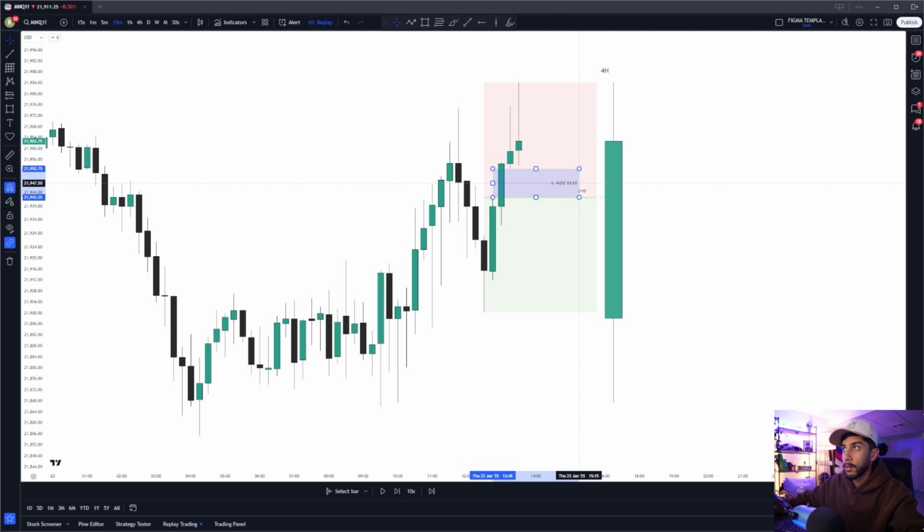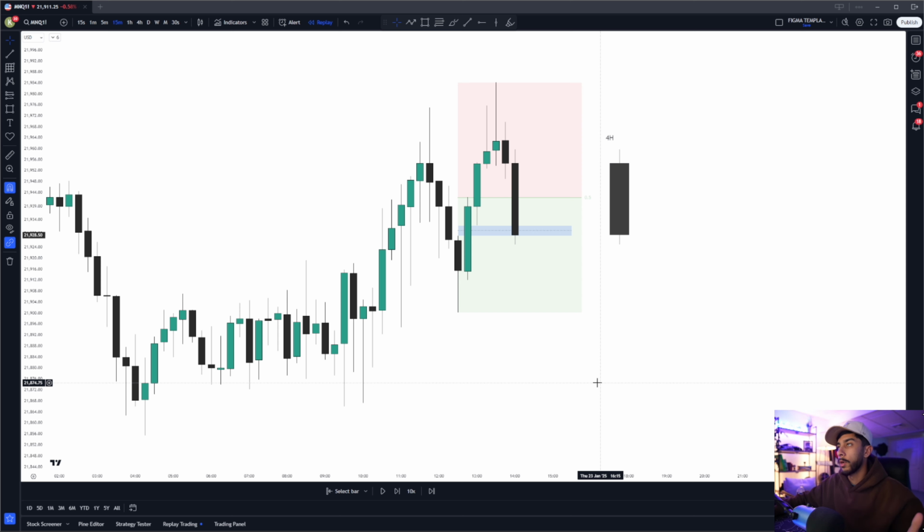You guys can see that we have a fair value gap right there and then a fair value gap down here. Obviously, the one we're going to want to stay away from is the one in a premium. We do not want a long in a premium, only a discount. So we will wait for price to come down into this lower fair value gap and we will take that. Now this trade works out pretty much perfectly.